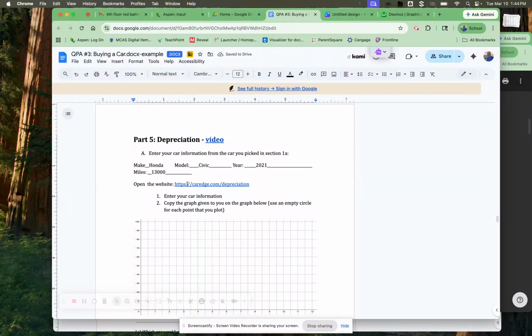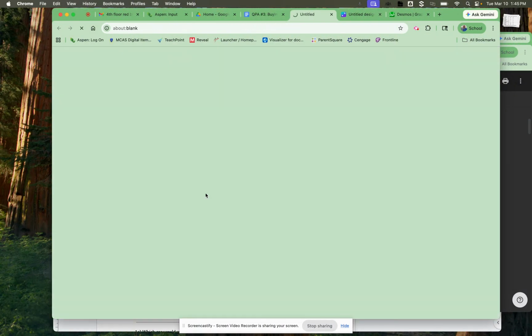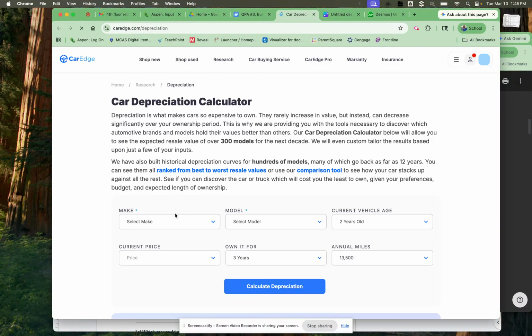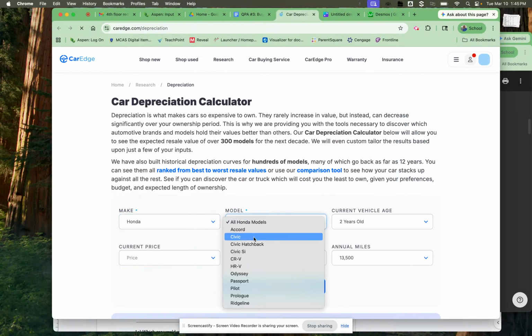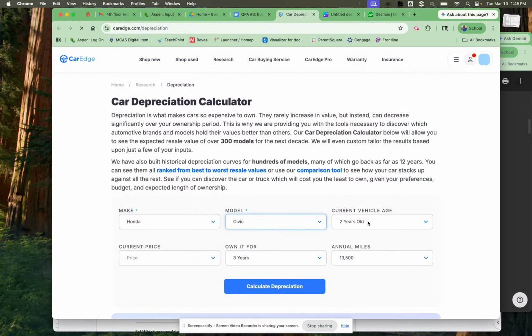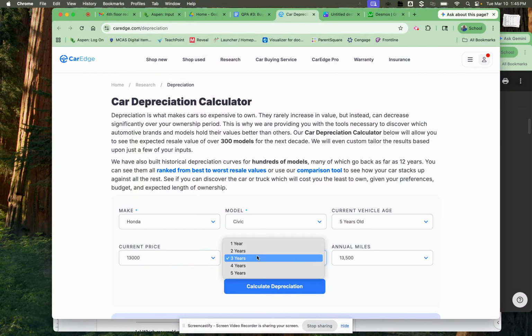I'm going to open up this website right here, and I'm going to put in my car. I have a Honda Civic. 2021 is going to be 5 years old. These details don't matter. And then it was $13,000. It does not matter what you put.